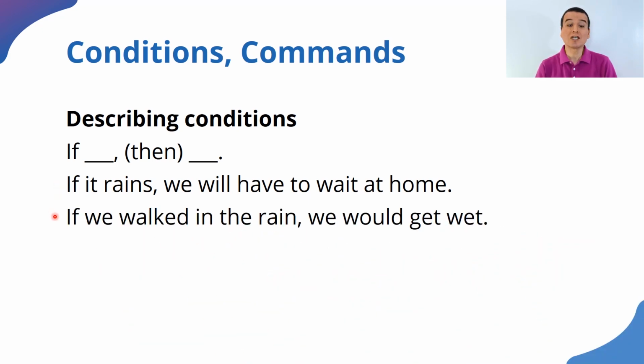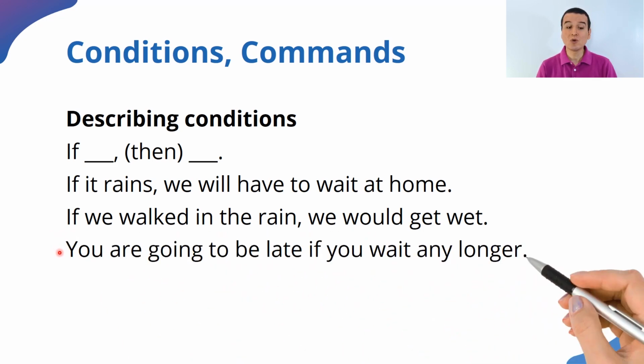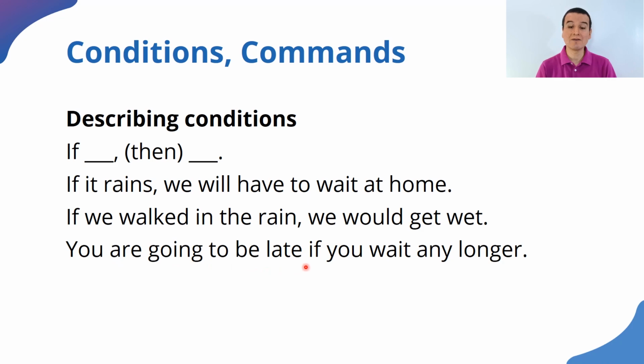If we walked in the rain, we would get wet. As you can see, we can have this condition expressed with the first clause in the past simple, and then we would use would, not will, in the second part of the clause. What would happen? All right? Look at the next one. You are going to be late if you wait any longer. We can express the result, and then we can express the condition.